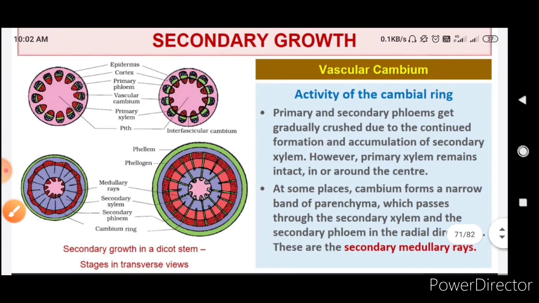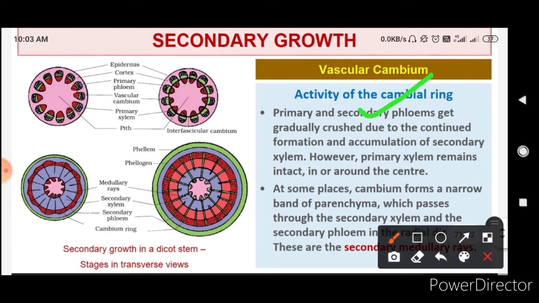So now the primary and the secondary phloems get gradually crushed, okay, due to the continued formation and accumulation of the secondary xylem. As we know that the activity of the cambium ring towards the inner side is more, so secondary xylem will be formed more and more, due to which there will be a lack of space, and because of that the primary and secondary phloem will crush themselves, okay, due to the continuous pressure.